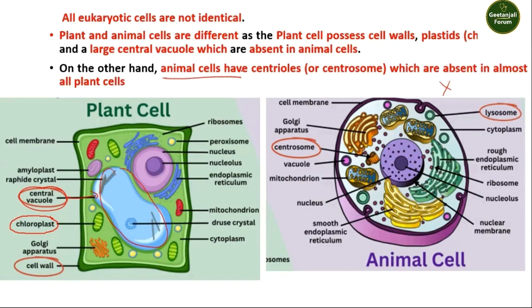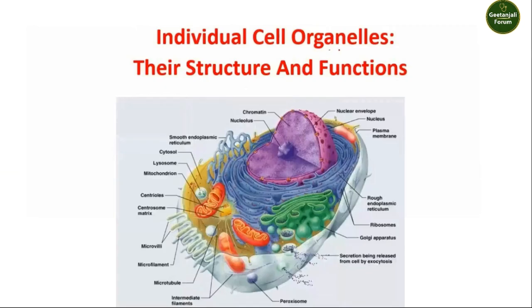Like animal cells have centrioles or centrosome. These are the centrosomes which will be discussed in detail later. These centrosomes are found only in the animal cells. They are not found in plant cells. Like this, there are several differences between plant cell and animal cell, but both are eukaryotic cells. Now we will study about individual cell organelles, their structure and function.